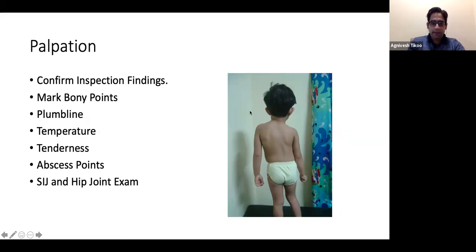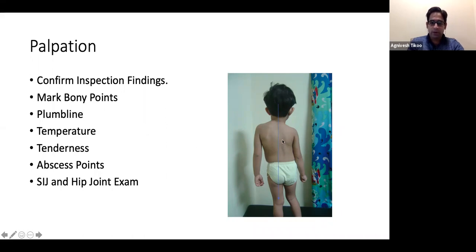You drop a plumb line. So you hold a plumb line at C7, like if you have a plumb line, you can hold it here and then see that it is not falling through the center of the pelvis. So this is tilted towards one side. The child has a list, which can also be seen by the trunk arm distance. Asymmetric trunk arm distance is a sign of list.